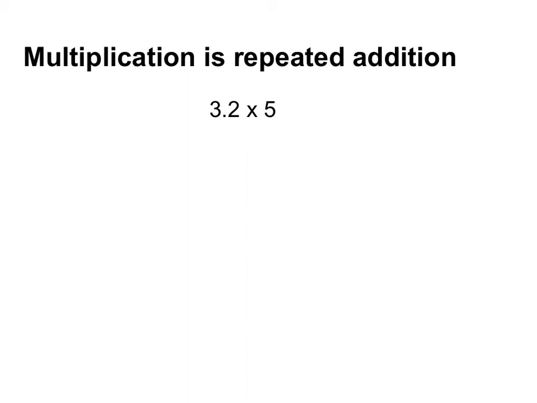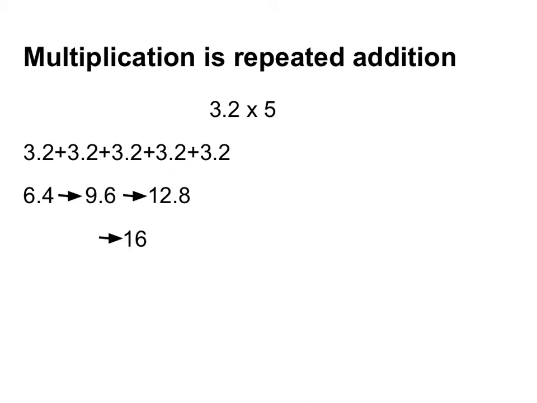A decimal example of multiplication as repeated addition, 3 2/10 times 5. This is 3 2/10 added 5 times, 1, 2, 3, 4, 5 times. 3.2, add a 3.2, you get to 6.4, plus 3.2 gets you to 9.6, plus another 3.2 gets you to 12.8, plus another 3.2 gets you to 16. So I'm just adding 3.2 five times.